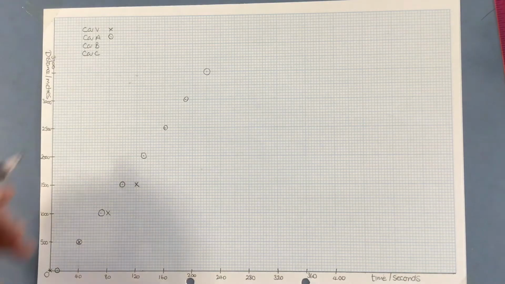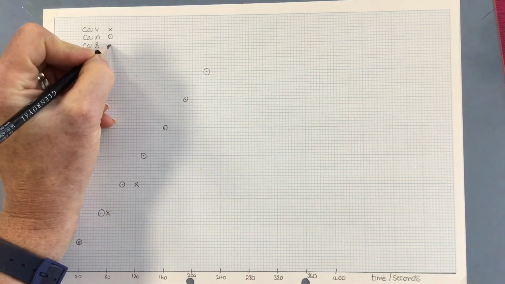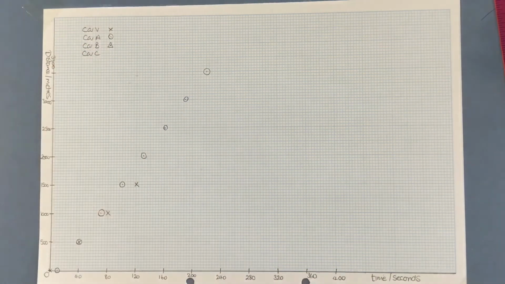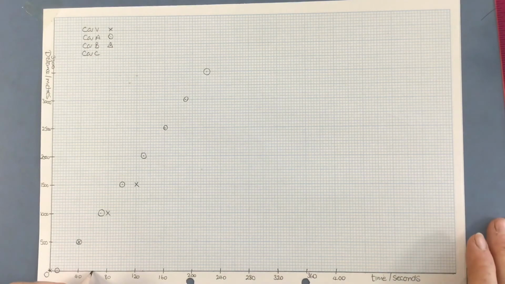Right, so car B, I'm going to do a dot with a triangle. Okay, so car B takes 60 seconds to get into the tunnel. So that's its first point.